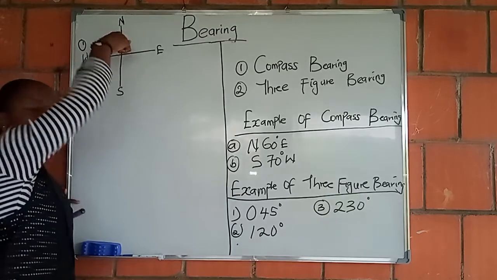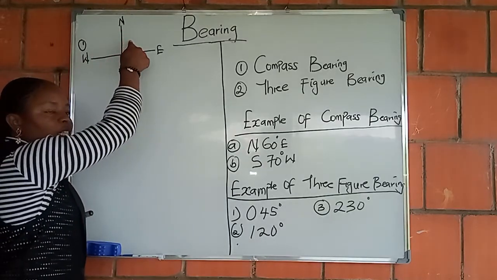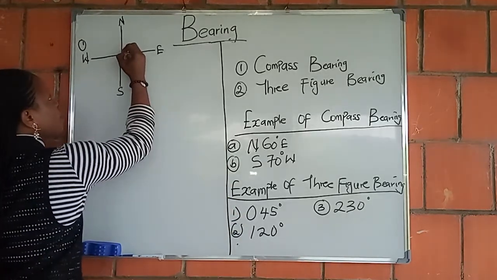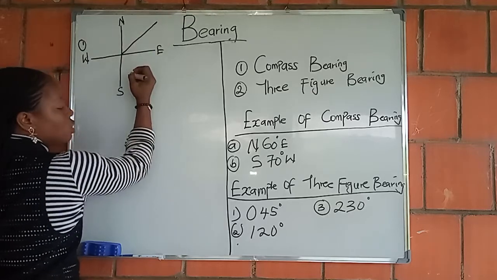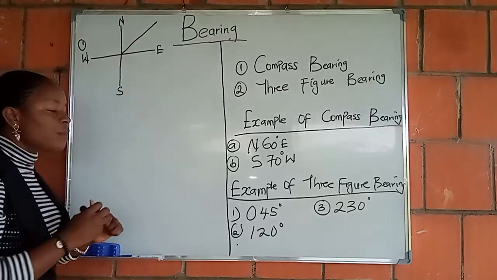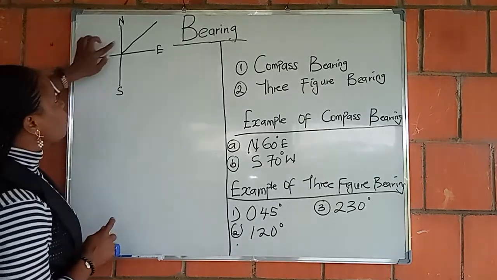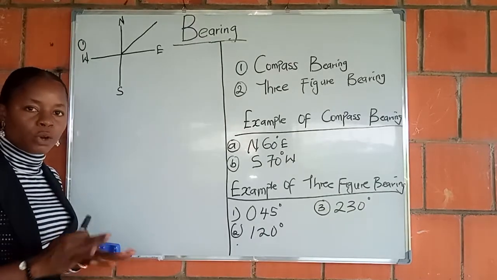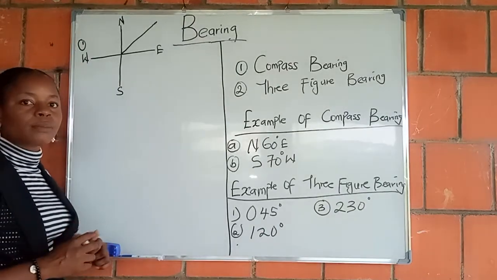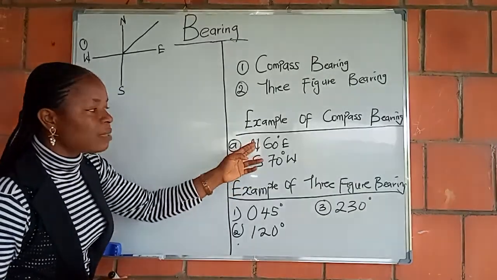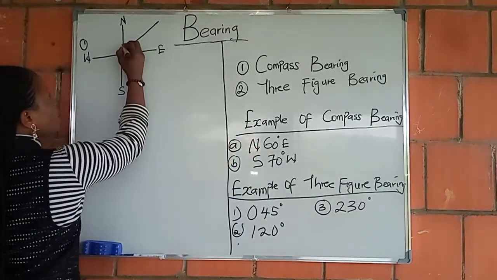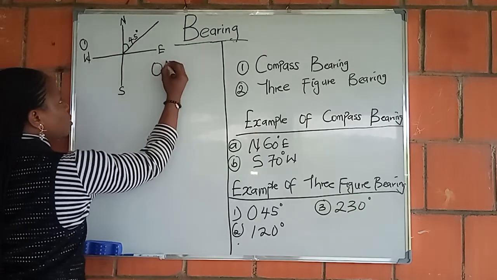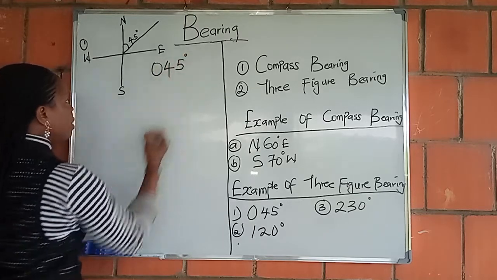So 45 falls under the first quadrant. The first quadrant is 90 degrees. So I'm just going to divide it into 2 because 90 divided by 2 is 45. So I'm going to take my measures from the North Pole, because three-figure bearing takes its measures only from the North Pole. It doesn't consider any other direction. So I'm going to sketch from here to here, and I call this my 45 degrees. So this represents 045 degrees.